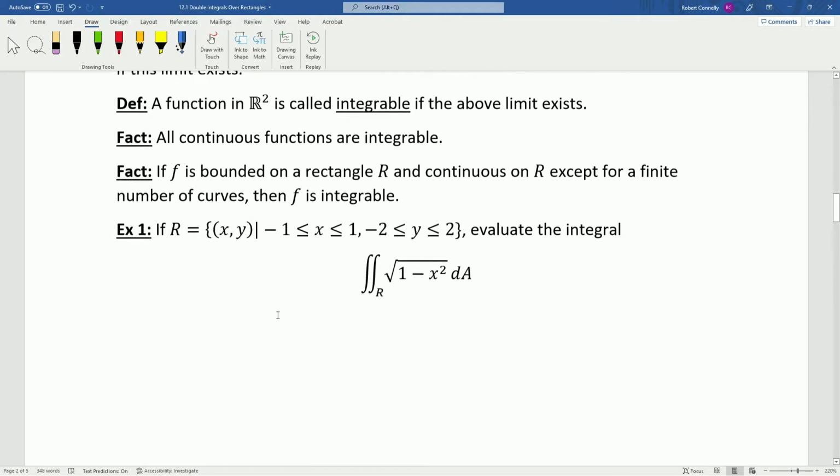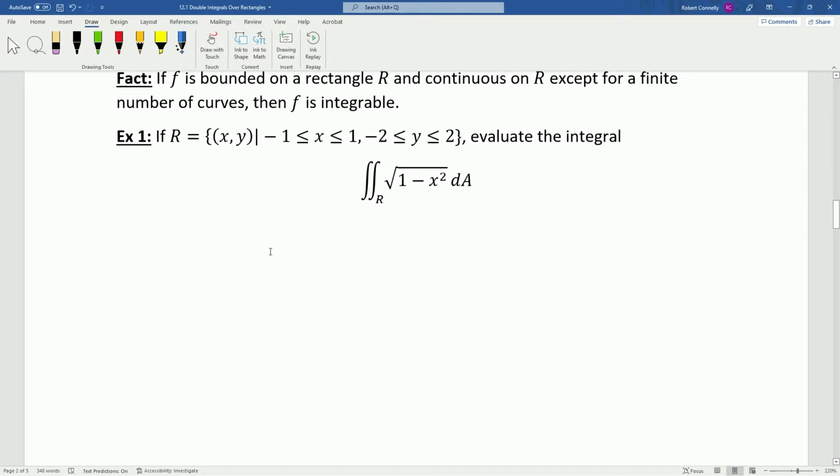All right, so let's go ahead and tackle a problem here. If R is equal to the set of points (x, y), where x is between -1 and 1, and y is between -2 and 2, evaluate the integral. This is the double integral over R of the square root of 1 minus x squared with respect to area.